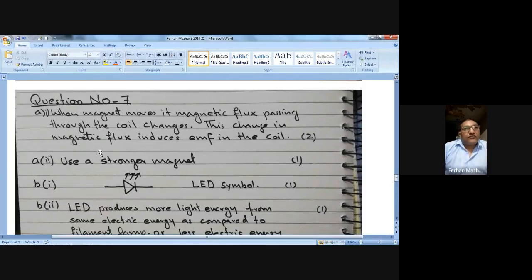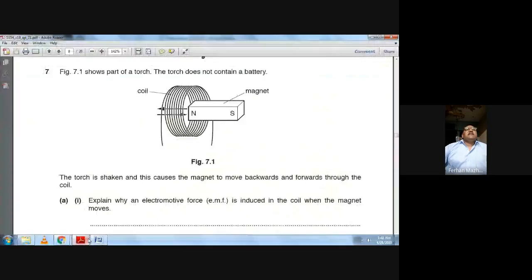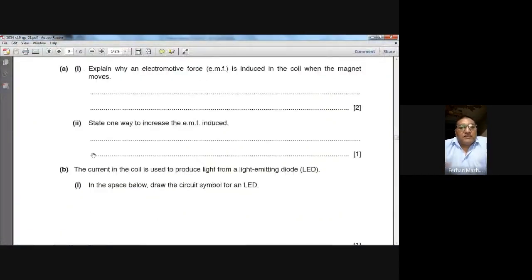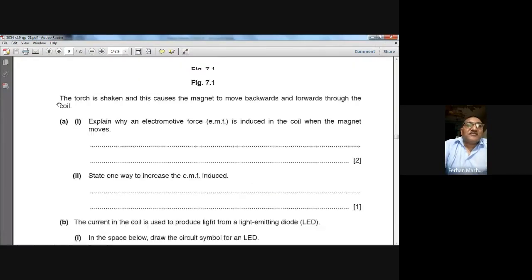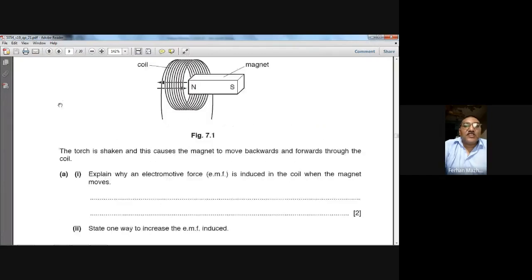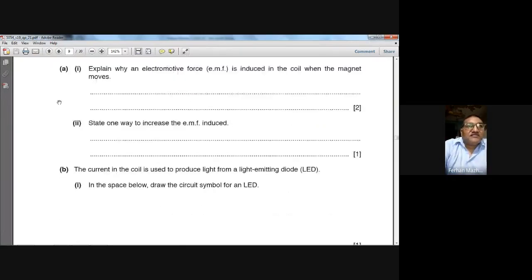So it's a 2-mark question. Next question is: state one way to increase the EMF induced. There are many ways. Use a stronger magnet, increase the number of turns of the coil, and shake the magnet faster. Shake the torch faster. So write anything.